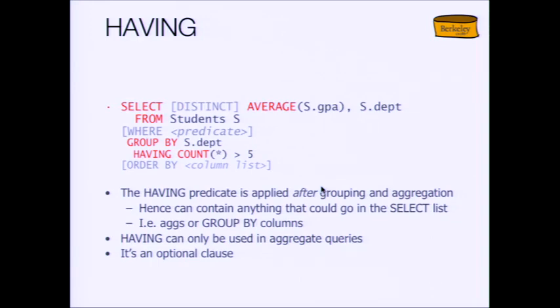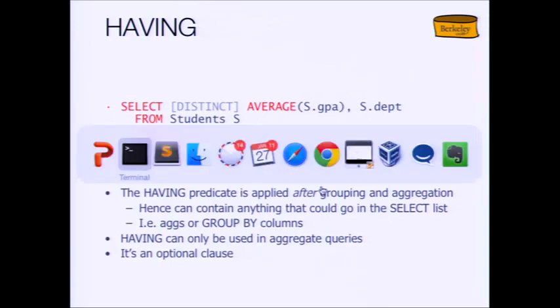So in this particular query, I want the average GPA and department from students, grouped by department, but I only want to see departments that have 5 or more people in them. Okay? That's what that's saying. Now, you can't ask how many people are in the department before you group. You can only ask after you group, right? So let's just play with this query a little bit in the terminal.